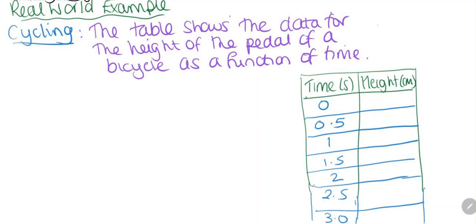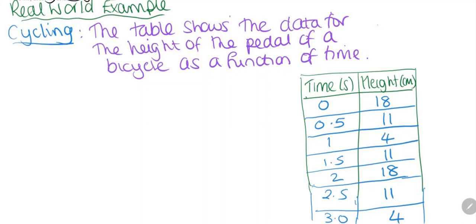Now, we know that at 0 seconds, the pedal is 18 centimeters high, and at 0.5 seconds, it's 11 centimeters, and at 1 second, it is 4 centimeters. So at 1.5, it reaches 11, and then at 2 seconds, it's back at 18. So at 2.5, it's rotating again, and at 3, it is at 4.